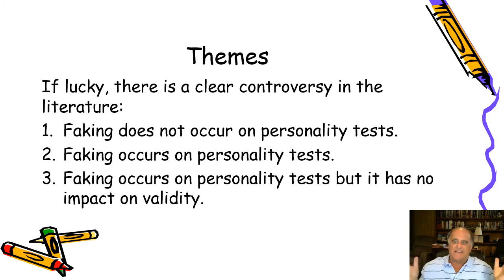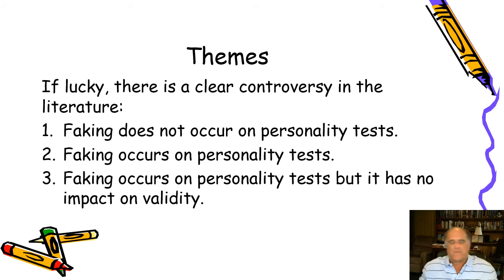That brings us to this idea of themes, and we're going to stick with this word themes. A lot of times, if you're lucky, there's a clear controversy in the literature. So again, we talk about identifying three themes, right? If there's a clear controversy in the literature, it's often easy to identify three or even more themes. So for example, and this is a characteristic of the personality literature, and whether people fake on employment tests of personality, there's sort of this clear controversy in the literature.